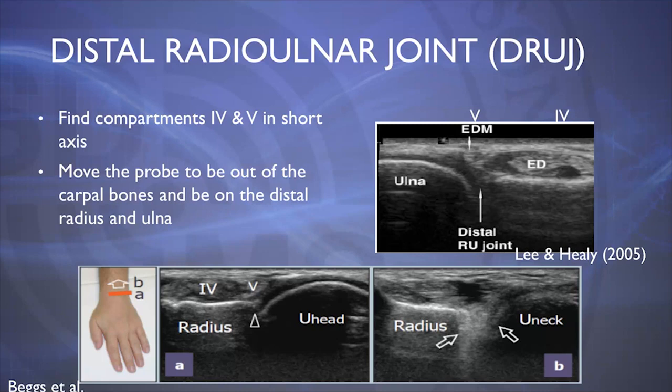So this is showing you here compartments 4, compartments 5. Here's the radius, here's the ulna, and then we're right here in this joint space looking for fluid. Again, radius, ulna, joint space. In this one, they had the notch flipped the other way, but here's the ulna and the radius, and here's the distal radial ulnar joint, followed by compartments 4 and 5.